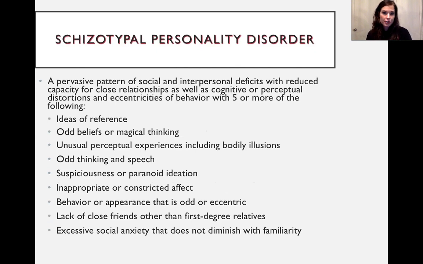Then there's schizotypal personality disorder. So this is a pervasive pattern of social and interpersonal deficits with reduced capacity for close relationships, as well as cognitive or perceptual distortions and eccentricities of behavior with 5 or more of the following. Ideas of reference, odd beliefs or magical thinking, unusual perceptual experiences, including bodily illusions, odd thinking and speech, suspiciousness or paranoid ideation, inappropriate or constricted affect, behavior or appearance that is odd or eccentric, lack of close friends other than first-degree relatives, and excessive social anxiety that does not diminish with familiarity.